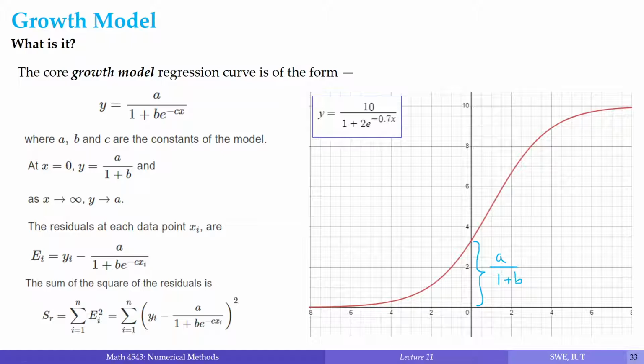And as x goes towards infinity, we say that the value of y gets capped at a, right? So the value of y is somewhere over here. It gets capped at a value, say a. So for this equation over here, the value of a is 10, right? So we can see that at the value 10, the value of y gets capped, right?